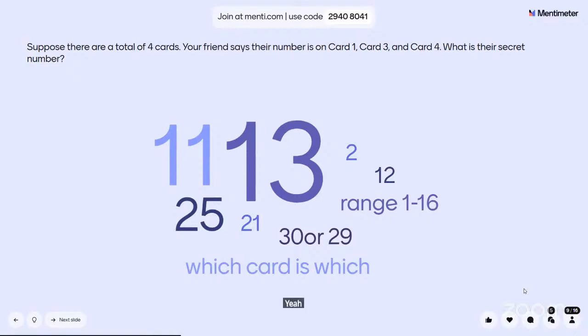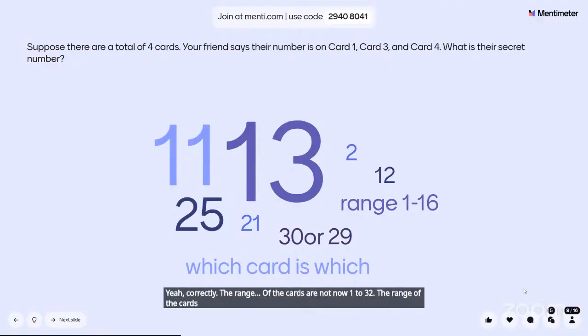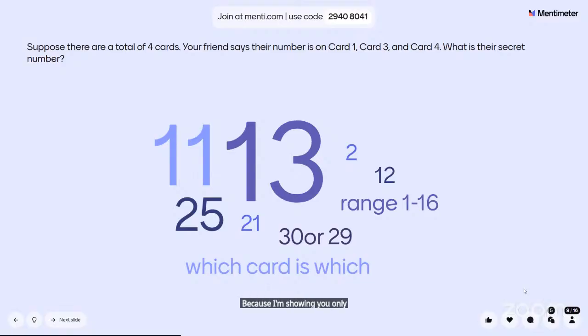Yeah, correctly. The range of the cards is not now 1 to 32. The range of the cards will be from 1 to 16, because I am showing you only a total of 4 cards. So at max I can show you 2 to the power 4, that is 16 cards.